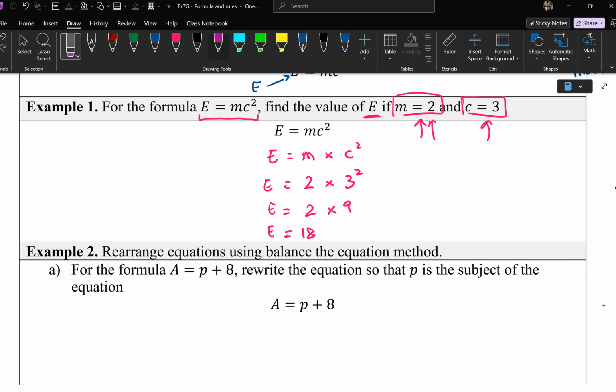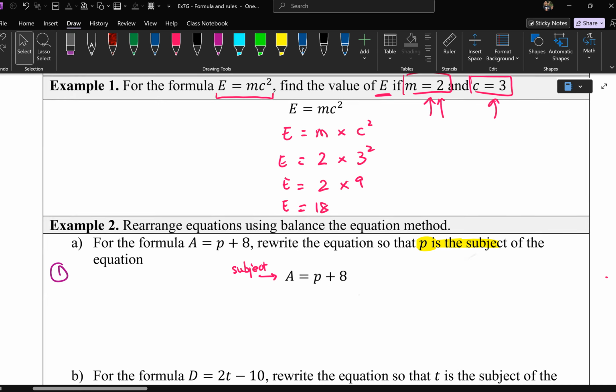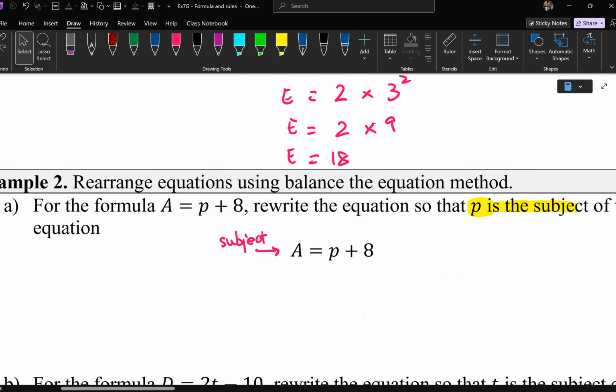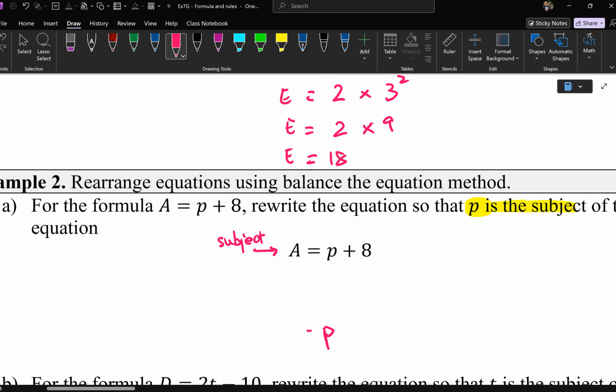Can you use skill number 1? I want you to rearrange the equation so that P is the subject. Because right now, A is the subject. We don't want A to be the subject. We want P to be the subject. What do you do to just get P by itself?